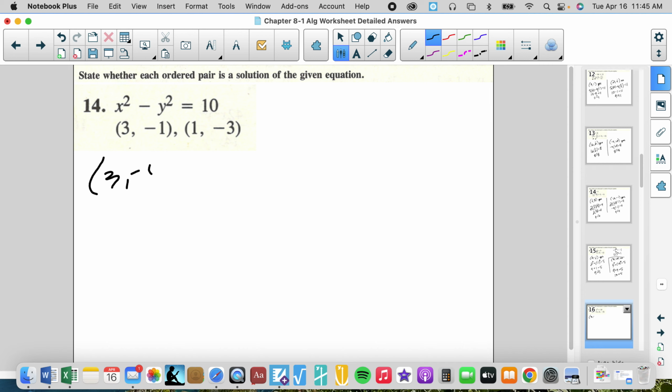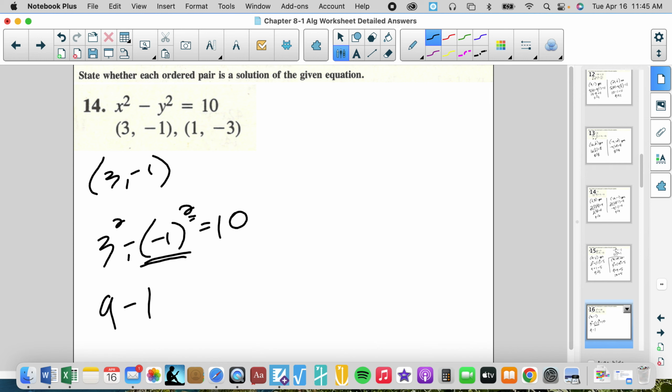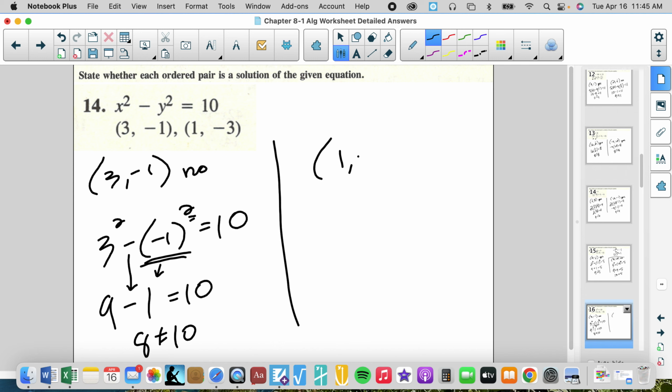This is 3, -1, so we're going to square 3 minus the quantity -1 squared equals 10. This is another good one. You cannot combine these two negatives. That would be multiplication, and we have to do exponent first. So that's going to be 9 minus -1 squared, which is +1. So that negative goes there. That solution goes here. And you get 8 equals 10. So that is no.